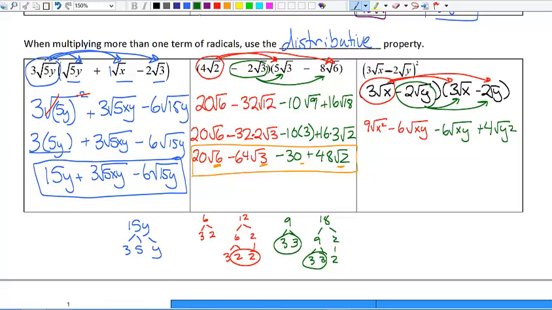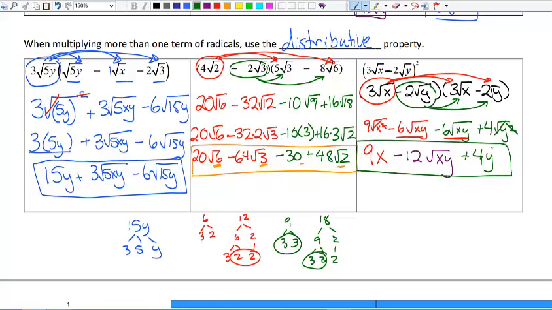Let's go ahead and simplify what we can. In the red, I know the square root of x squared, the square root and the square undo each other, and I'm just left with x, 9x. These two middle ones, I can tell you that they're going to combine: negative 6xy minus 6 more xy. They're like terms. There's nothing that can reduce, but they are like terms, so we're going to add them together to get negative 12xy. And then on the last term, I have plus 4. The square root of y squared undoes each other, and you're just left with 4y. And that is my final answer.